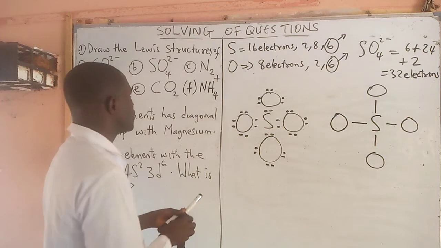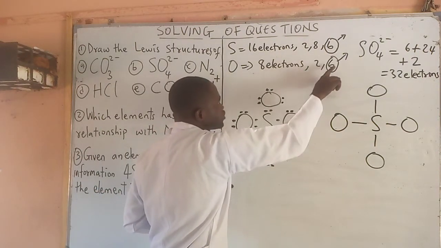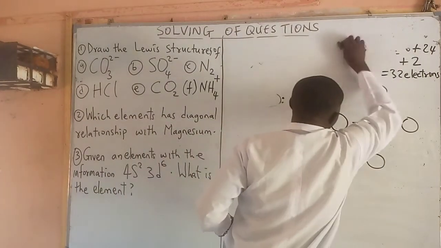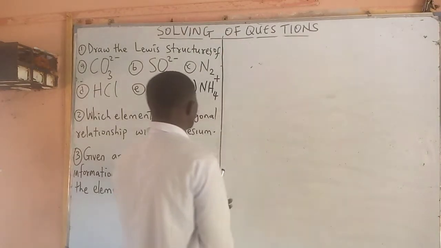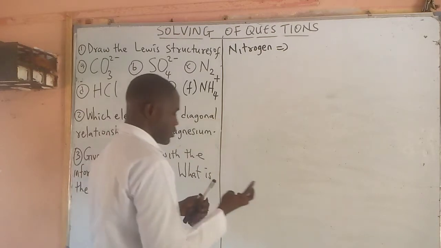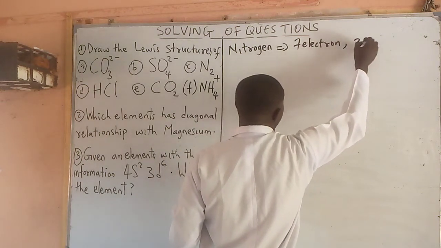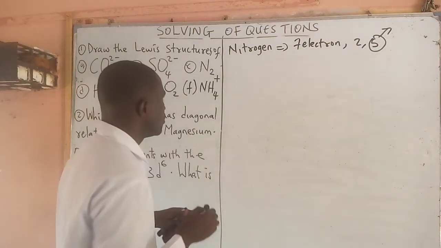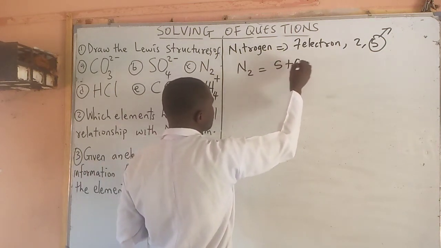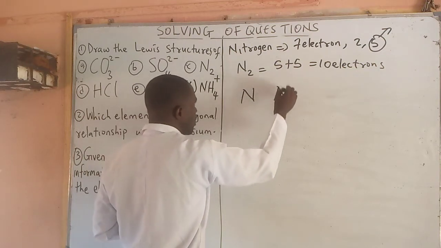We go to the next one, nitrogen gas. Remember we say take the outermost electrons. That is what you need. Okay? So go to the next question, the last one. Okay, nitrogen gas. In nitrogen gas, nitrogen has 7 electrons. That is 2, 5. This is the outermost electron. Since there are 2 nitrogen atoms, it implies 5 plus 5. That is 10 outermost electrons. So you put your N, put your N.